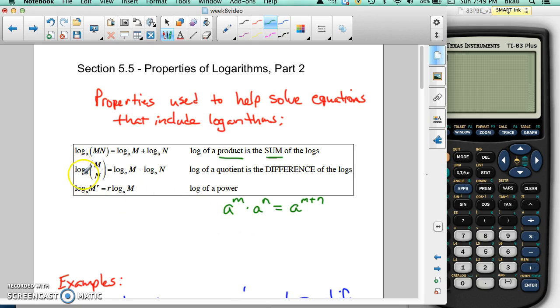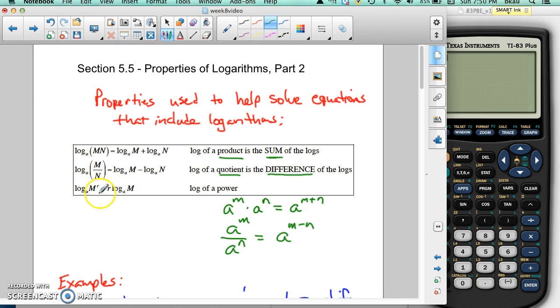Now the second property here is when we take a log of a quotient, a division, that's the subtraction of the logarithms. It's the difference of the logarithms. So a quotient is a difference. And its exponential property that it's similar to is this one. When we divide 2 bases that are the same, we subtract the exponents. So this is an exponential version of this logarithmic rule.